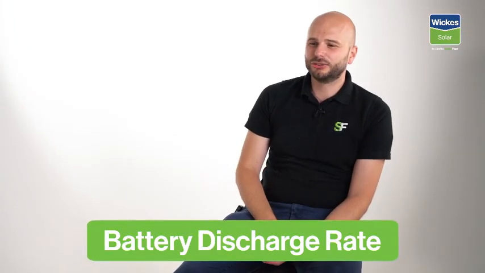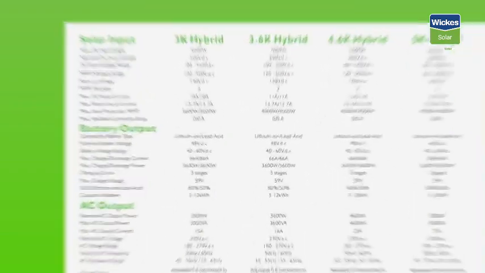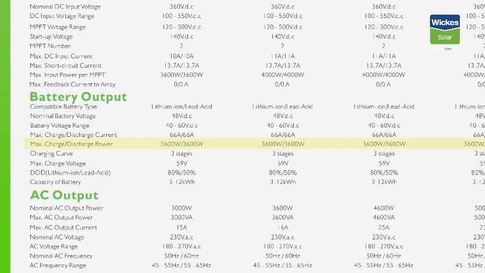Now, the last thing we've got here is the battery discharge rate. Now, that's really important because that tells you how much power you can take from the batteries at any one time and invert it to AC electricity for the house. Now, in this situation, this inverter can discharge the batteries at 3,600 watts. In other words, 3.6 kilowatts. So it can take as much as it's able to invert from the batteries and turn that into AC electricity for the house.